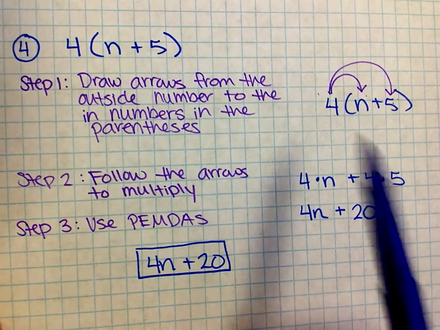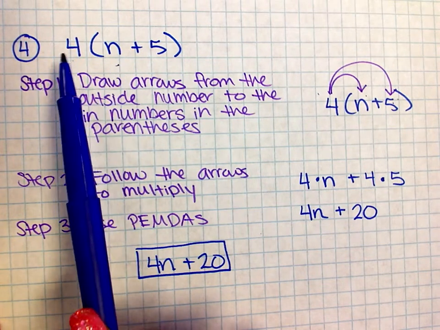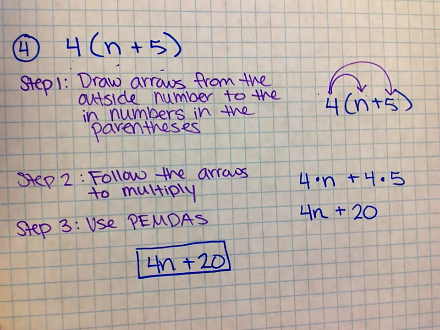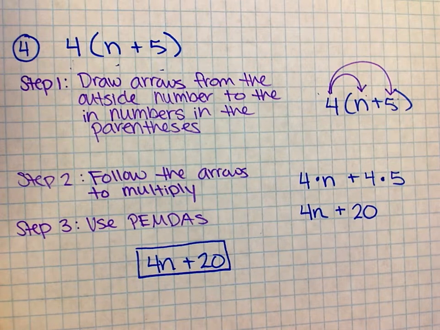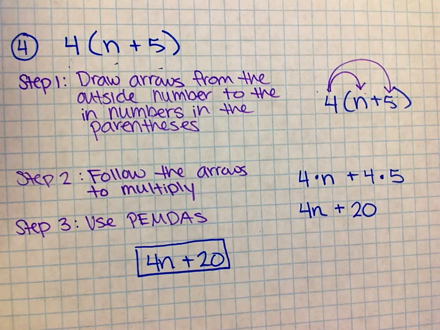So I multiply 4 times n and 4 times 5. And I keep the sign that's there. So 4 times n is 4n, plus 4 times 5 is 20. And you have that written down with your pencil? So you're multiplying the outside number by the numbers that are on the inside of the parentheses.